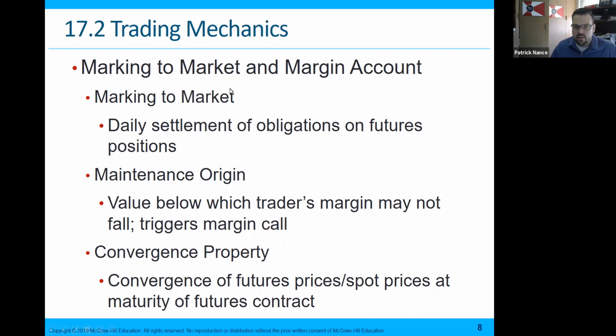Marking to market and the margin account. Marking to market is the daily settlement of obligations on futures positions. The maintenance margin is the value below which a trader's margin may not fall. This triggers a margin call. So if the margin falls below that level, they can call the margin at the time that it falls below. Convergence property: the convergence of futures prices and spot prices at the maturity of the futures contract. When my futures price and my spot price are equal at the end of the contract, whatever the length of that maturity is, that's the convergence property.